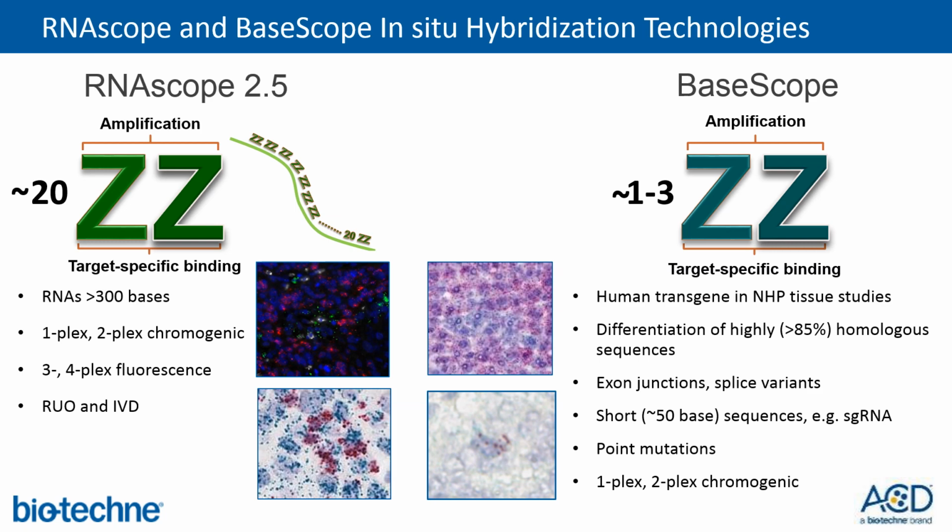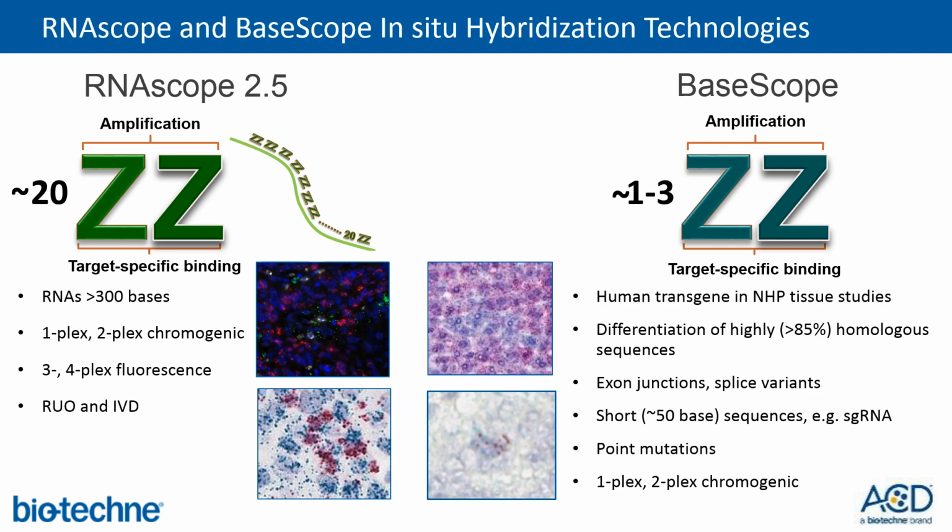We have two in situ hybridization technologies, RNAscope and BaseScope. Between these two, we can detect essentially any RNA molecule as well as any AAV vector in intact fixed tissue. RNAscope has a number of features that make it more suitable for detecting most endogenous transcripts, and it also allows for a higher level of multiplexing.